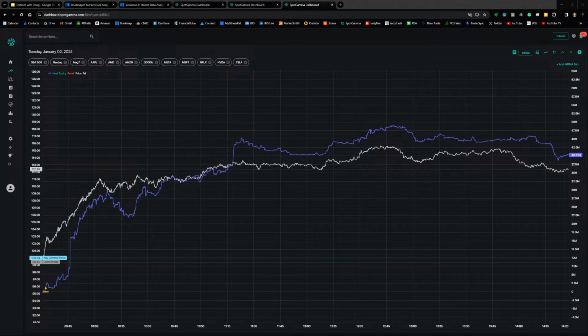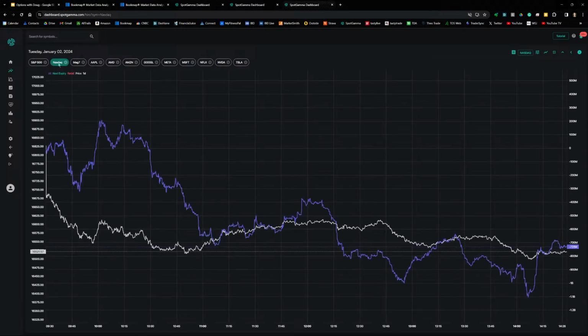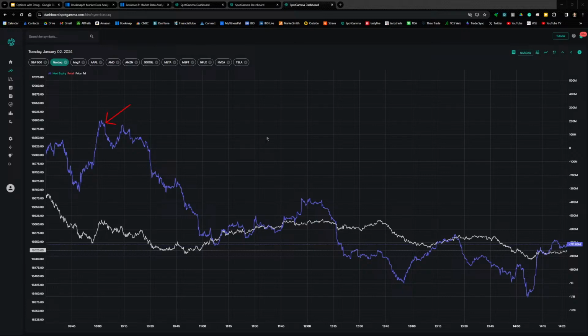All right, Abu had asked about NASDAQ. We can just circle back real quick and check on NASDAQ. So Hero for the day has been bearish really since about 10 a.m. Traders taking negative delta positions.